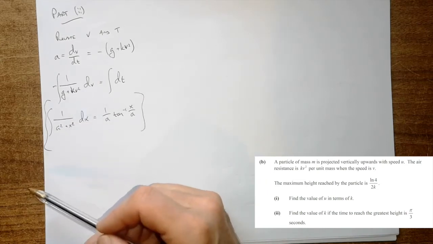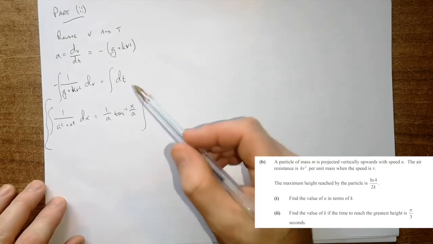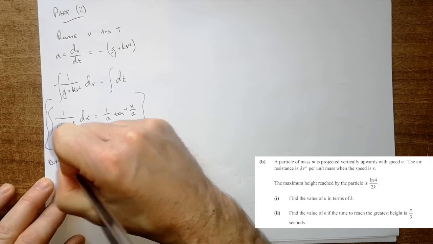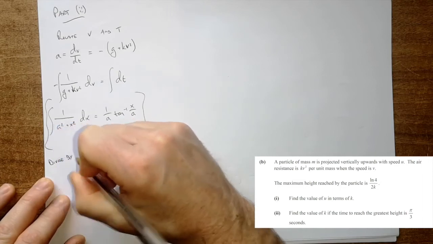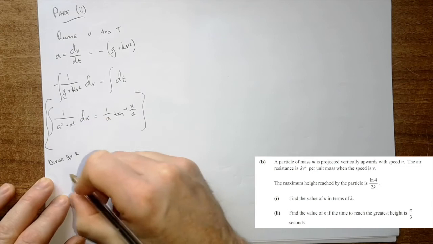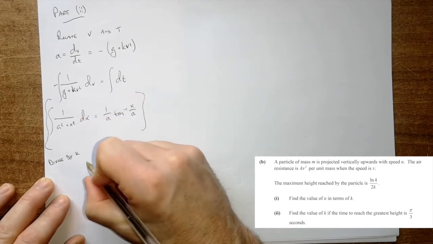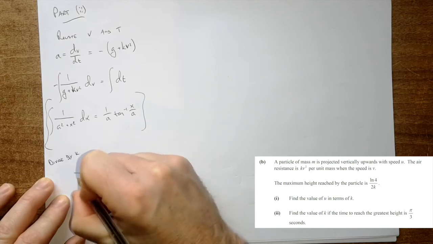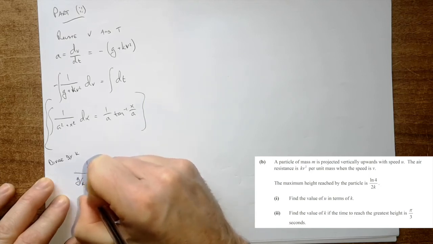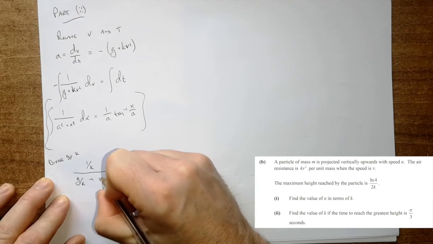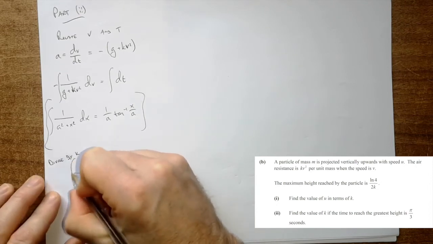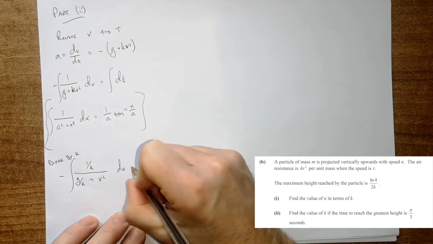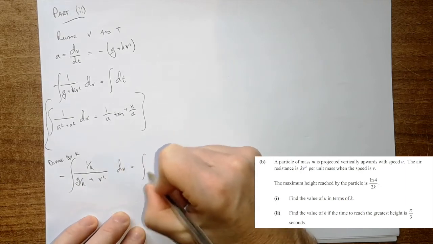All right. And what we're going to do is we're going to divide everything by k. Now when I say everything, I mean really everything. So we are going to end up with 1 over k all over g over k plus v squared. Okay, and we still have a minus on the outside. Don't forget that, a little bit of fun. dv, and that's just equal to t.